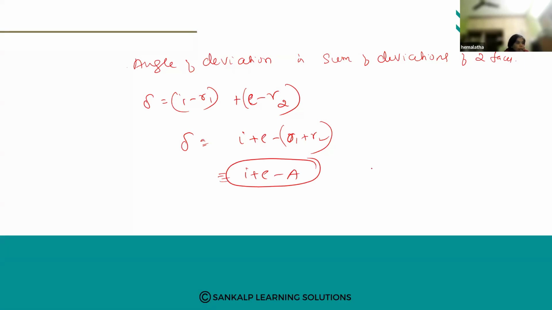Very, very important: the angle of deviation depends on all these things, the angle of incidence I, the angle of emergence E, and also the angle of the prism. That is why the bending of light changes. The deviation, the bending of light, depends upon the angle of the prism.